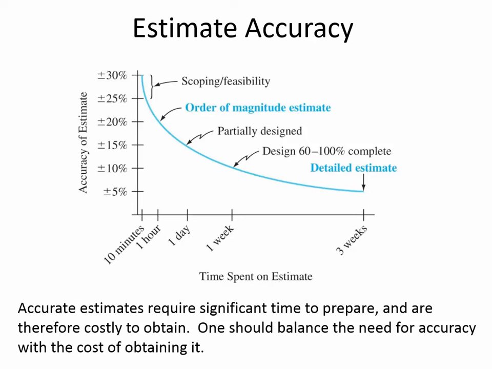And so that would be so accurate that maybe it's good to plus or minus 5%, but you've spent so much time and money producing the estimate that the estimate probably cost you more than you're going to save by being accurate. The point the text makes is that you should try to balance the accuracy of the estimate you generate with the requirements that you have for making that estimate.